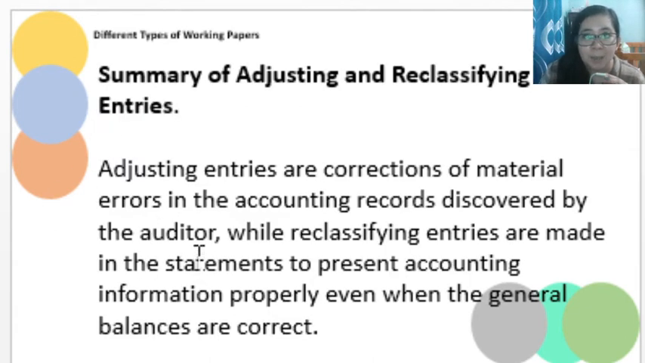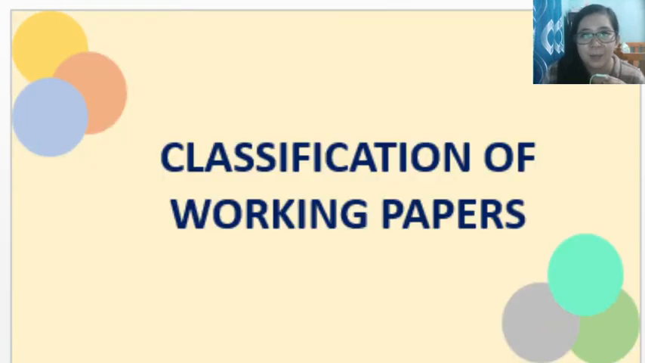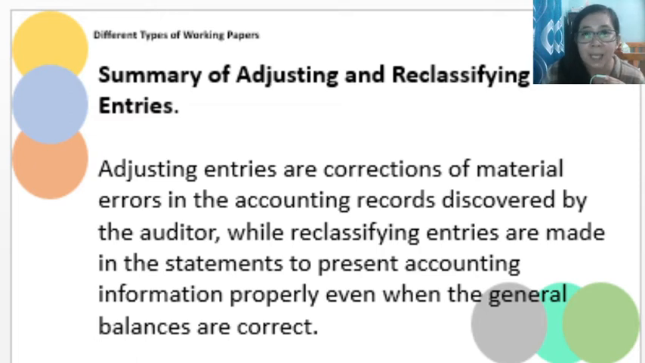And lastly is the summary of adjusting and reclassifying entries. Adjusting entries are corrections of material errors in the accounting records of the entity that are discovered by the auditor. While reclassifying entries are made in the statements to present accounting information properly even when the general ledger balances are correct. Meaning, the balances are correct, but the classification of accounts may seem to have some deviations or differences. So the auditor just reclassifies these accounts, but the total amounts are still the same. Those are the different types of working papers.